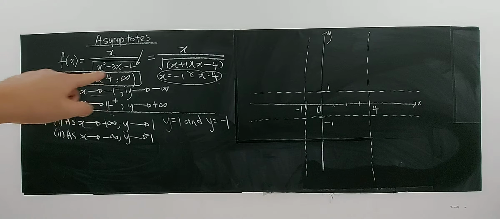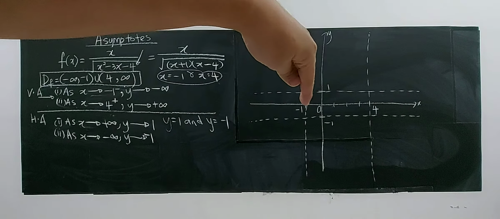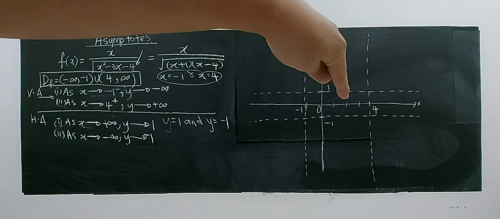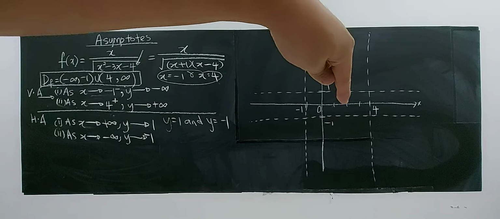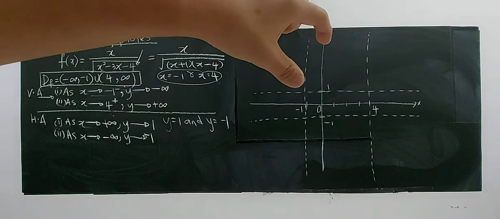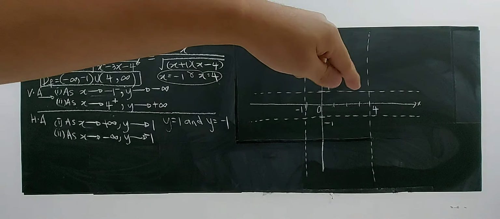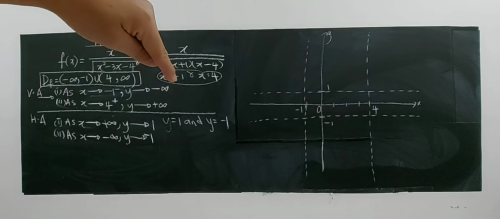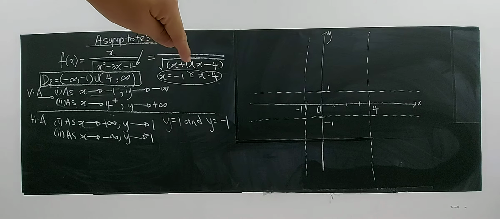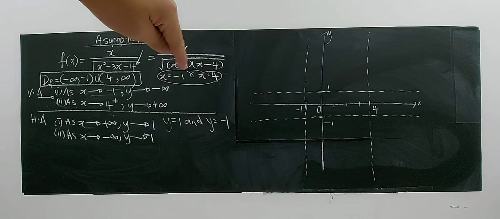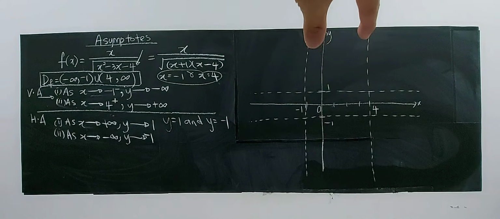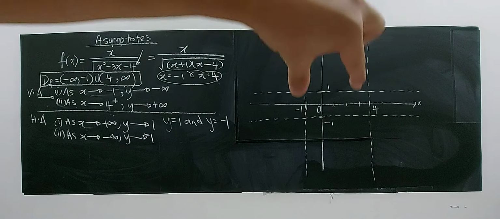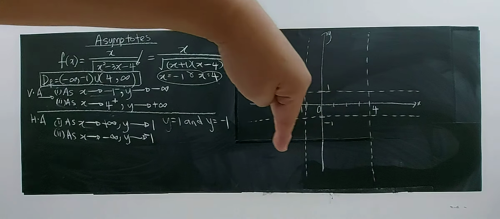As you see, the domain is also very important. The domain tells you that there is no graph between negative 1 and 4, right? Because for any value within here, there is no output. You can put 3, you can put 2, you can put 1. You must try, you don't just watch the video. When you put 2 inside here, 2 plus 1 is positive, 2 minus 4 is negative, positive times negative is negative. The square root of a negative cannot be accepted. So in this whole section there is no graph. The graph only exists within these regions.